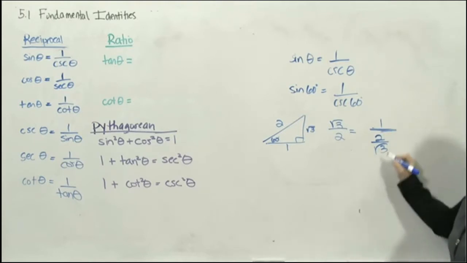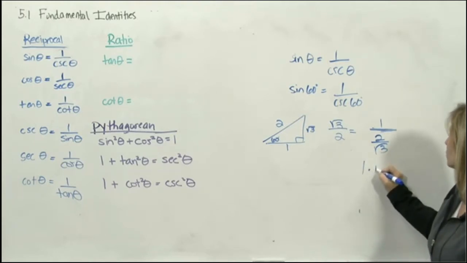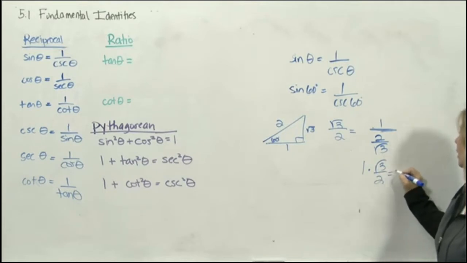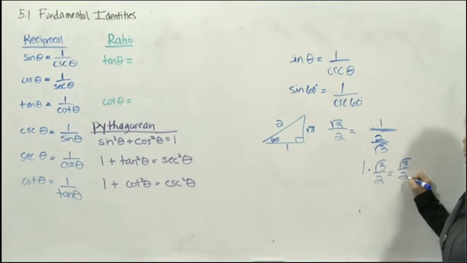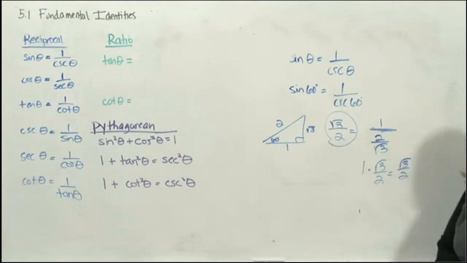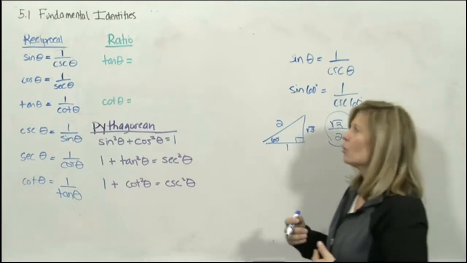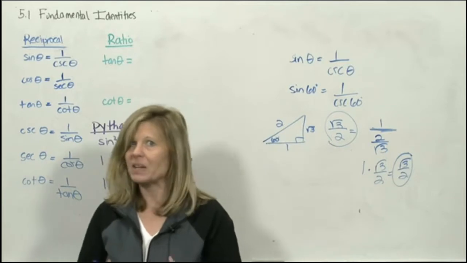You multiply by the reciprocal. So this is really 1 times square root of 3 over 2, which gives me square root of 3 over 2. Look at the left side. Look at the right side. They balanced. So that's what I want to make sure you understand before we even get started.